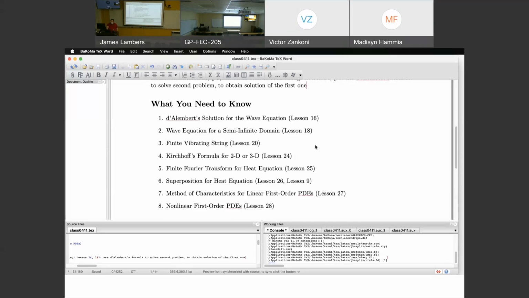And so the first 4 problems will concern the wave equation in some form. Then problems 5 and 6 are where you're solving some form of a heat equation. That can involve a source term. And then the method of characteristics for first order PDEs, linear and nonlinear, in problems 7 and 8.